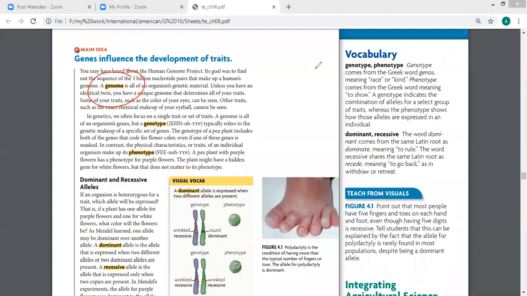We know that all of an organism's genetic materials inside it are called the genome. So genome is about all of your genetic materials. Each one of us has our own genome. It's about your DNA and its structure and sequence. And we know that the DNA sequence differs from person to person.